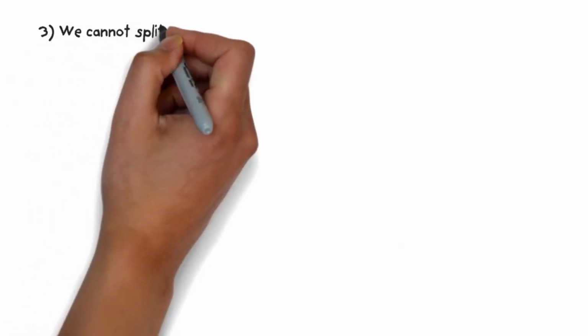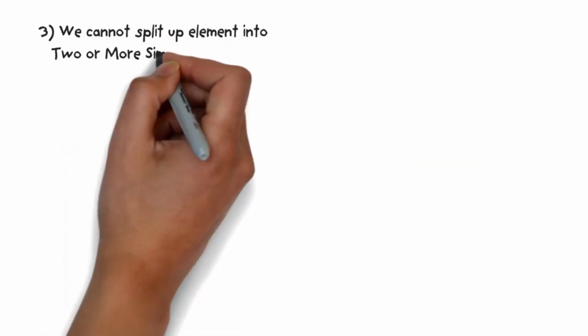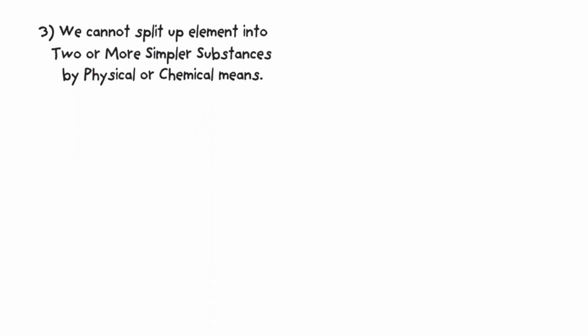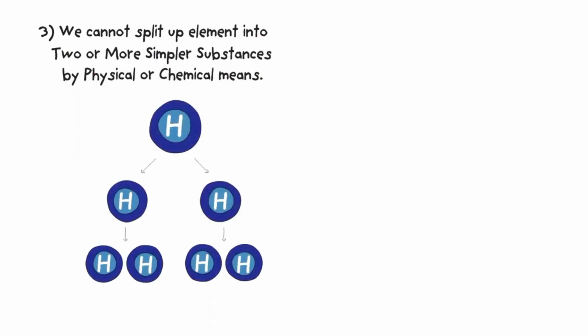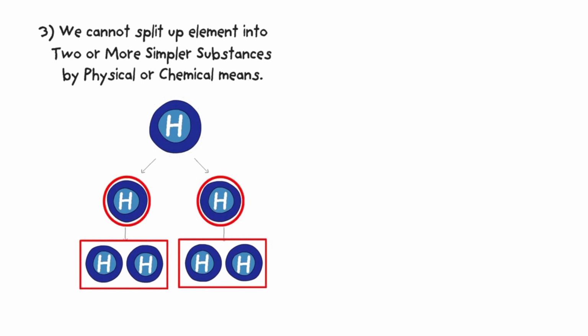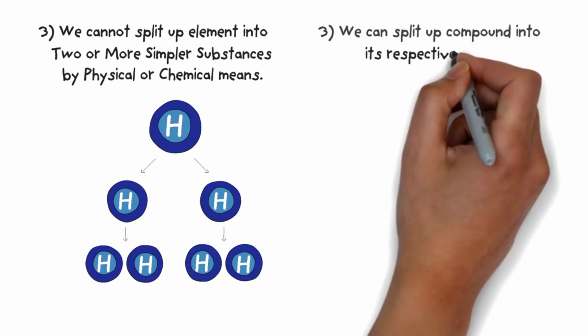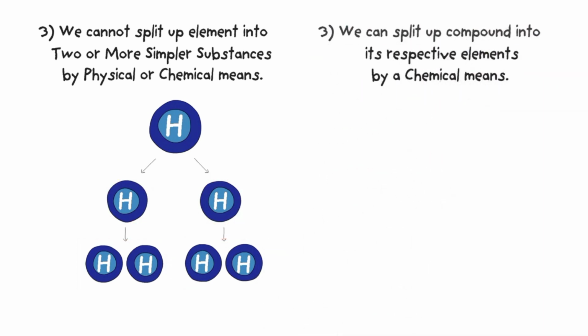Thirdly, we cannot split up an element into two or more simpler substances by physical or chemical means. For example, if you divide the element of hydrogen, you still get hydrogen. If you again divide hydrogen, again you get hydrogen. So we cannot split up an element. While we can split up a compound into respective elements by chemical means.